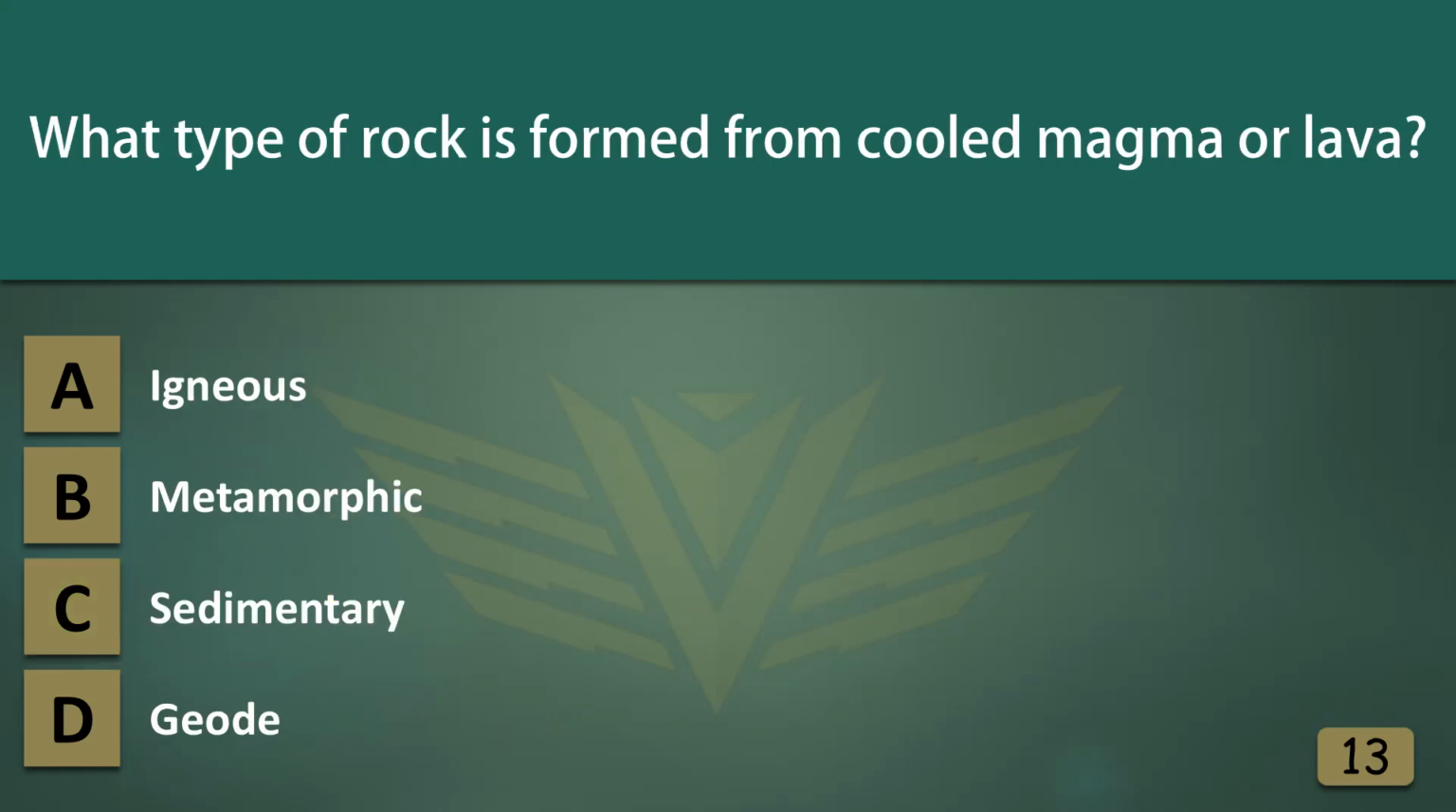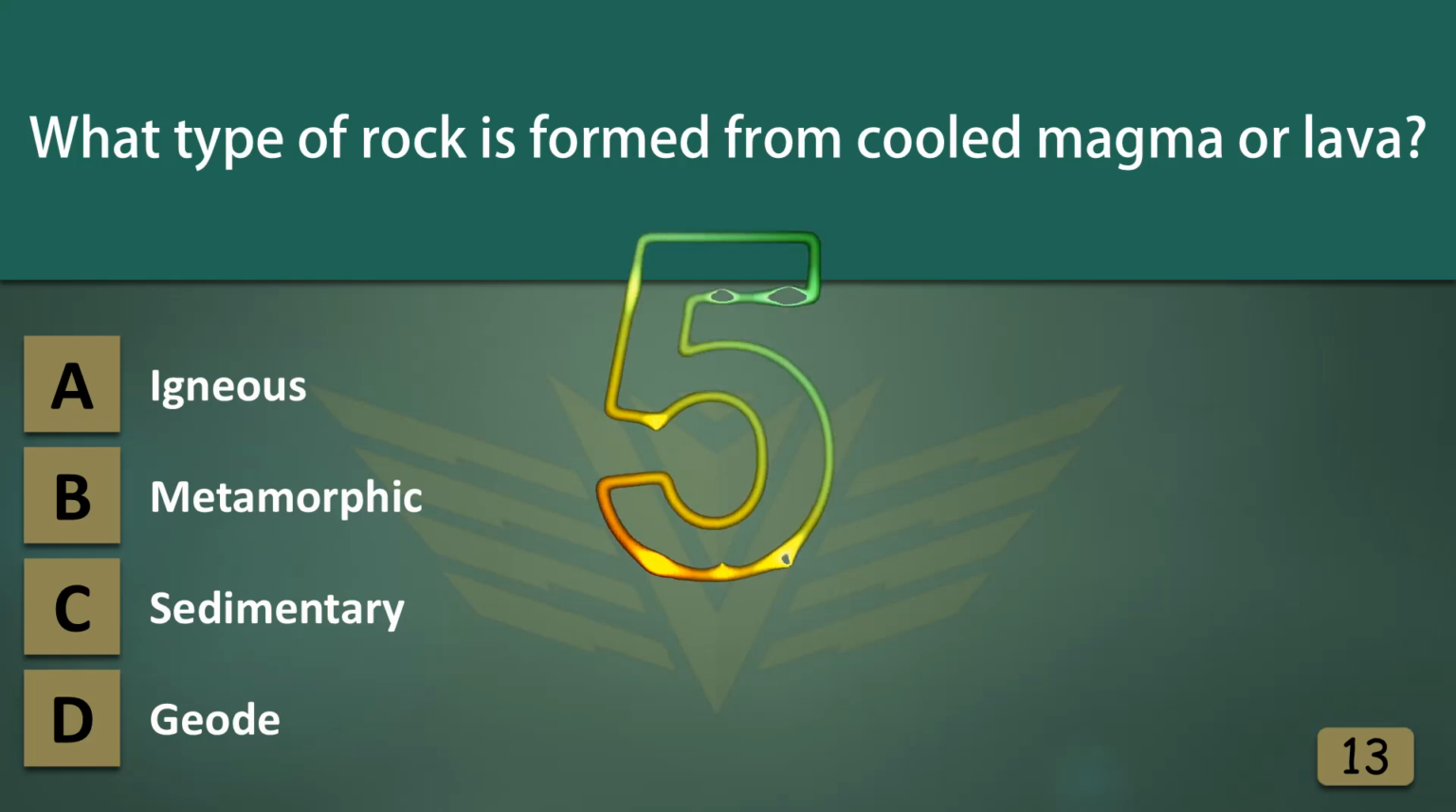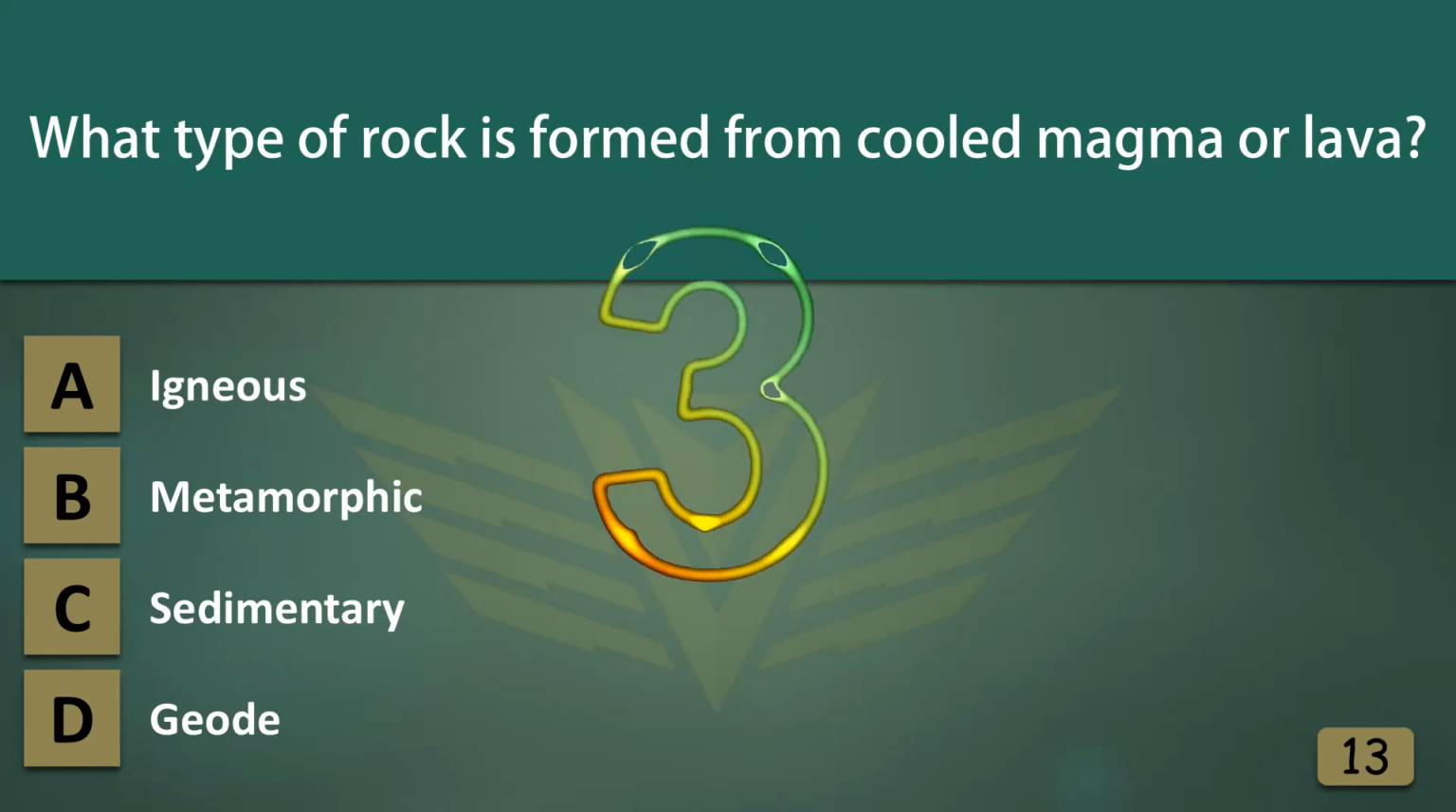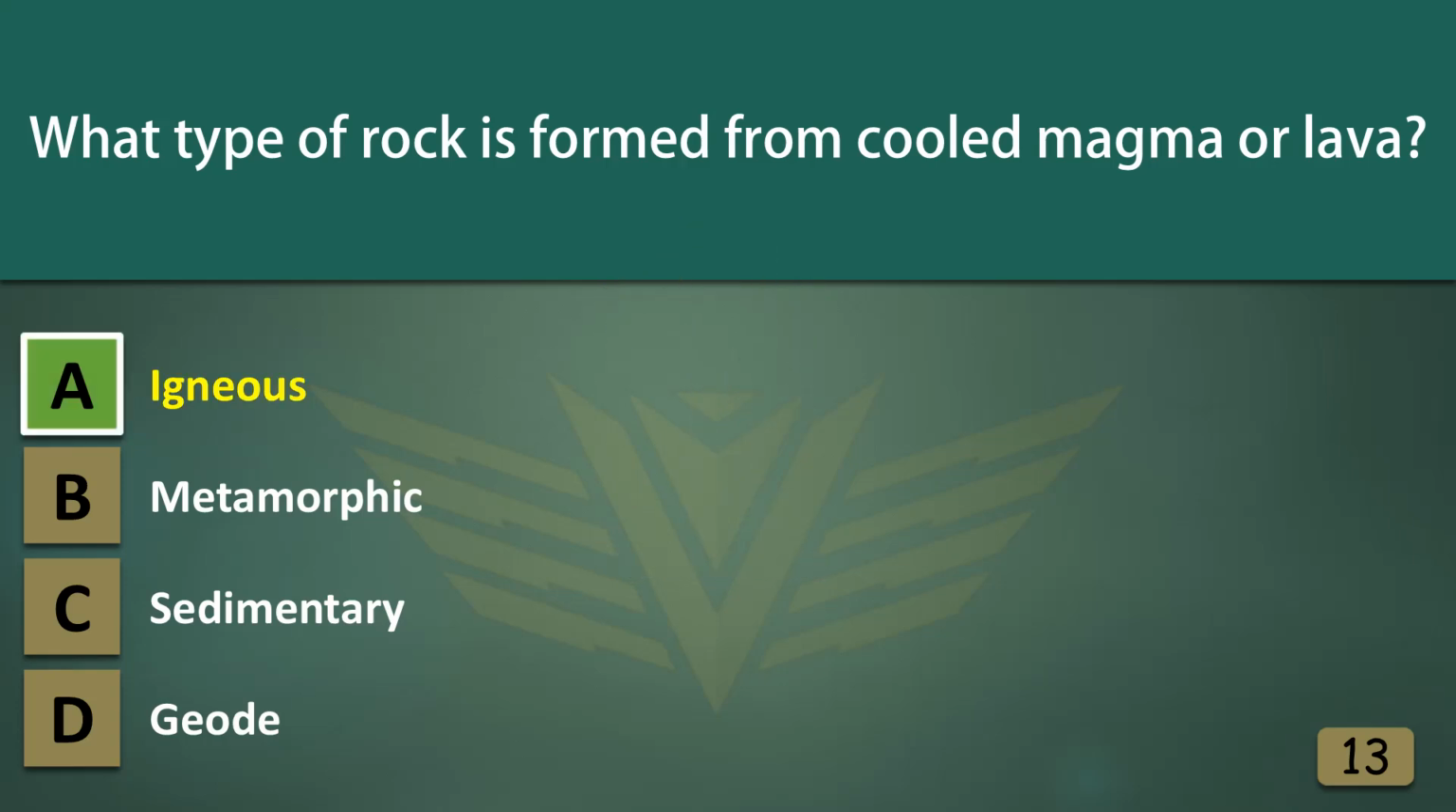What type of rock is formed from cooled magma or lava? A. Igneous. B. Metamorphic. C. Sedimentary. D. Geode. The correct answer is A. Igneous. Igneous rocks form when magma or lava cools and solidifies.